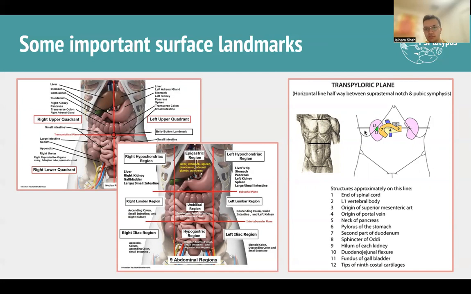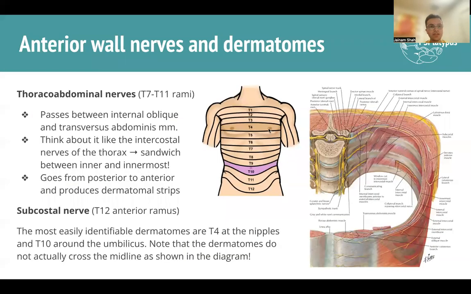So all of those major things have been shown in this little pictorial representation here. You don't have to remember all of these things at all. I definitely didn't, and they don't really ask this stuff. But when you get to imaging, it's just a good idea to know what things to expect when you're at the transpyloric plane.